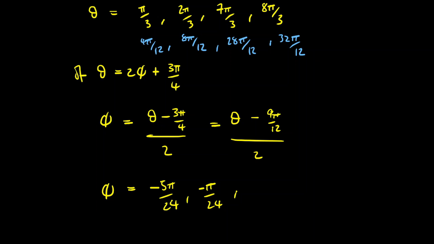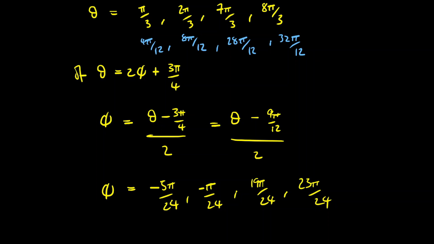Okay, then I take this one here, the 28 pi upon 12, minus 9 pi upon 12, which is going to give me 19 pi upon 12. And I divide by 2, 19 pi upon 24. And then lastly, I take this one, 32 pi upon 12. I subtract the 9, so that is 23 pi upon 12. Divide by 2, I get 23 pi upon 24. And those are my 4 solutions.